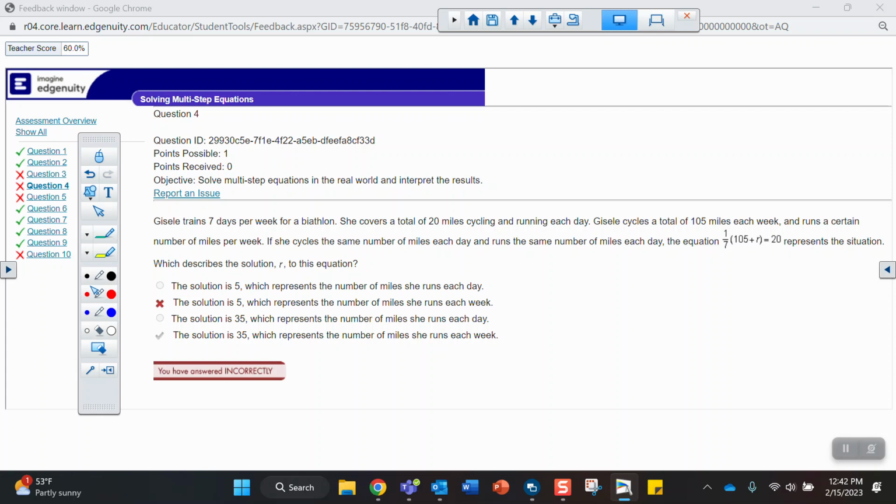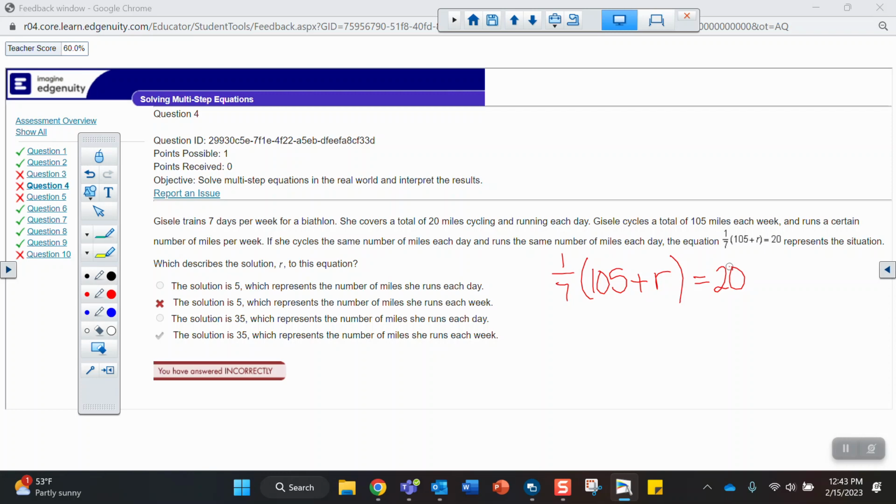If we take 105, which is the miles each week of biking, plus R, which is how much running she does in a week, and we divide it by 7, we should get 20, right? 7 days in a week, and she's doing 20 miles altogether. So she's doing 140 miles between the two every week. If you solve this, I think that's all it wanted you to do. What describes the solution R to this equation?